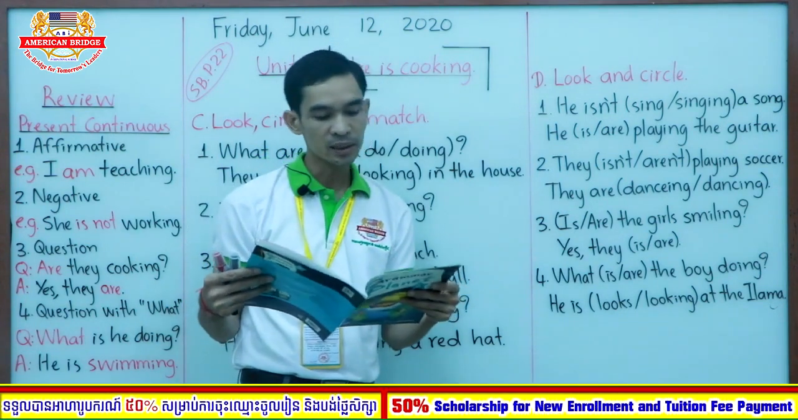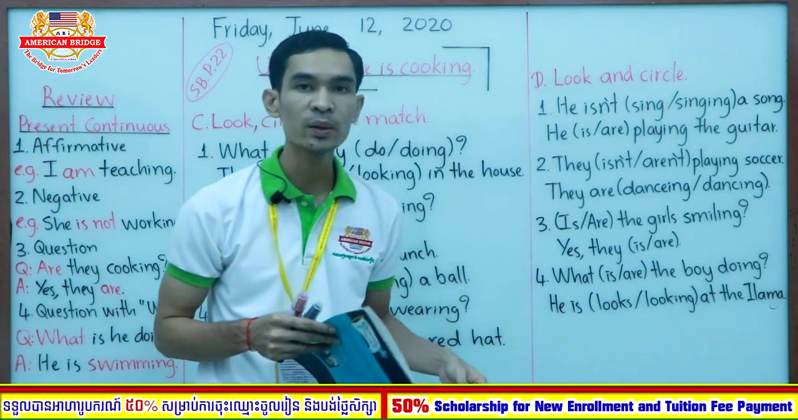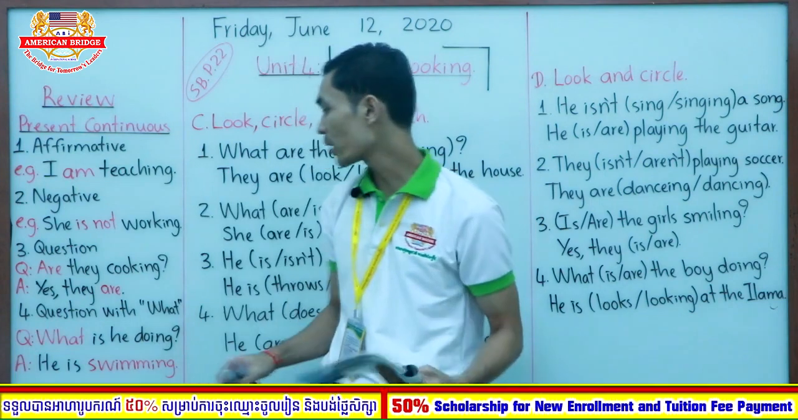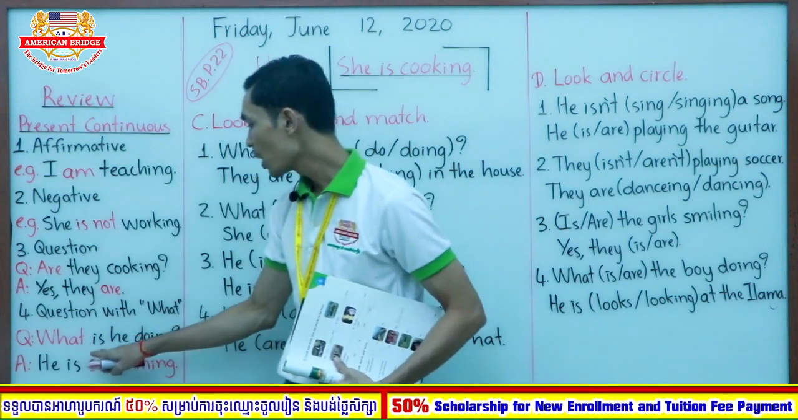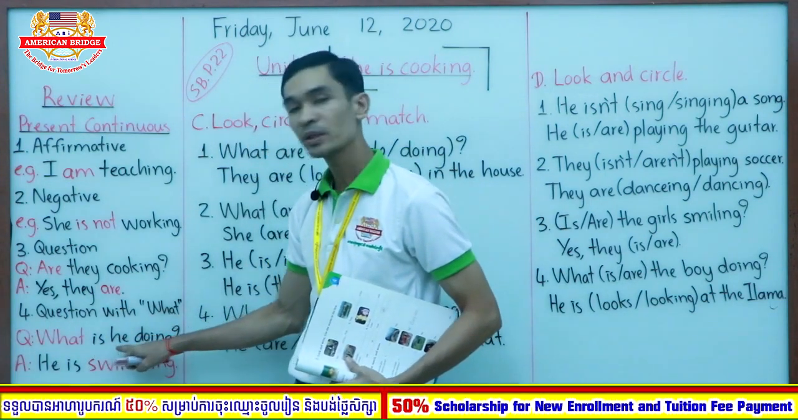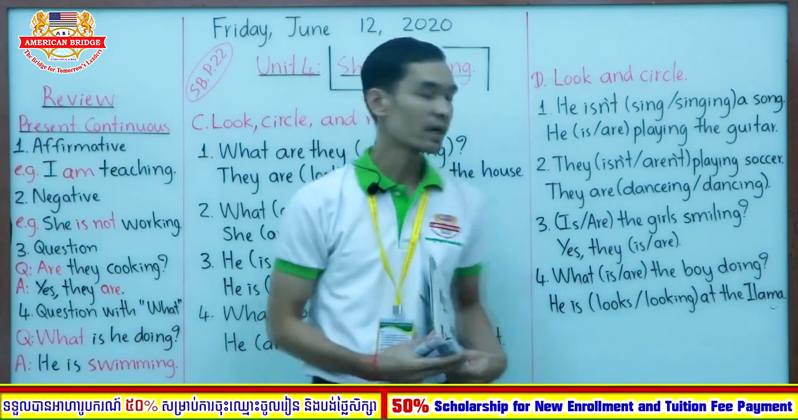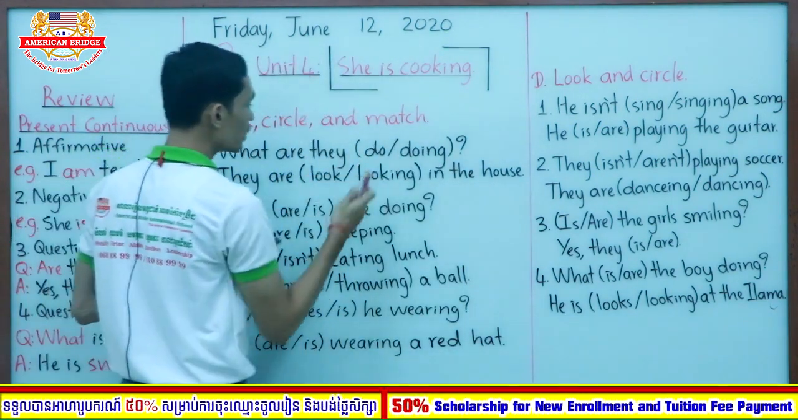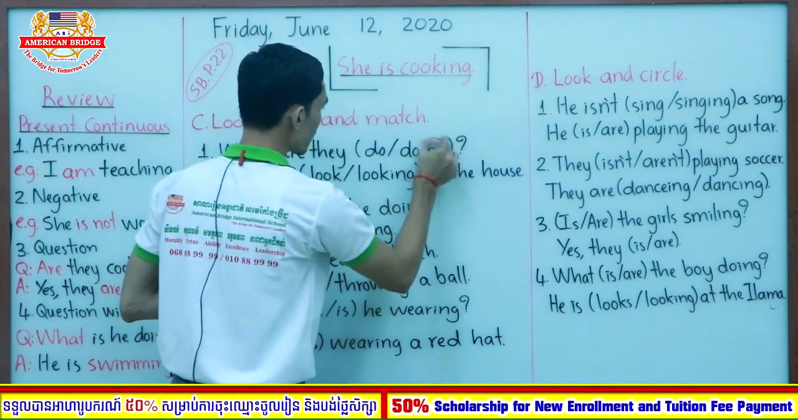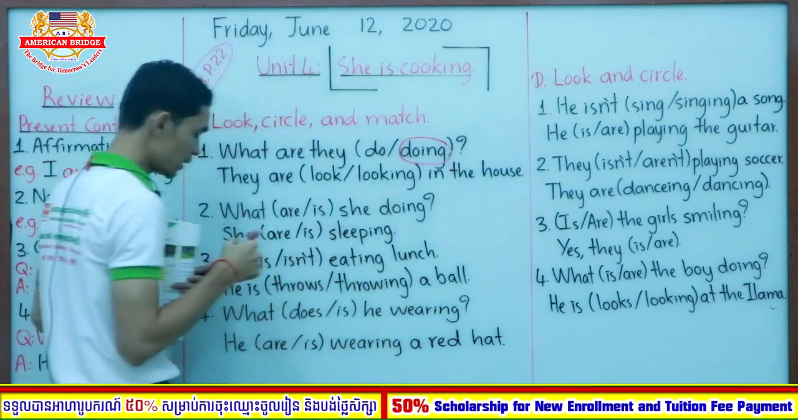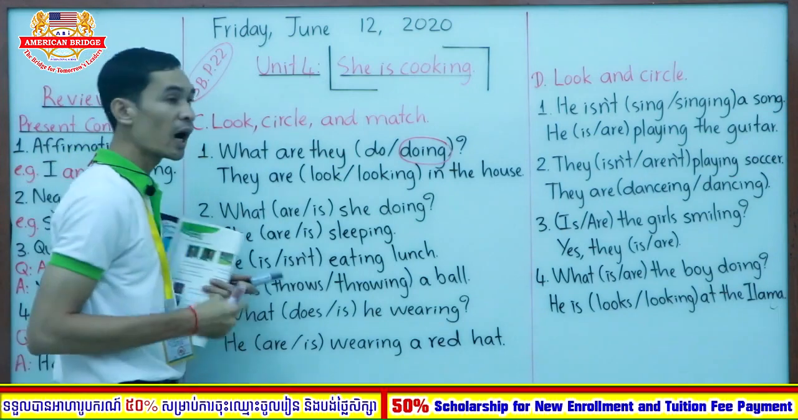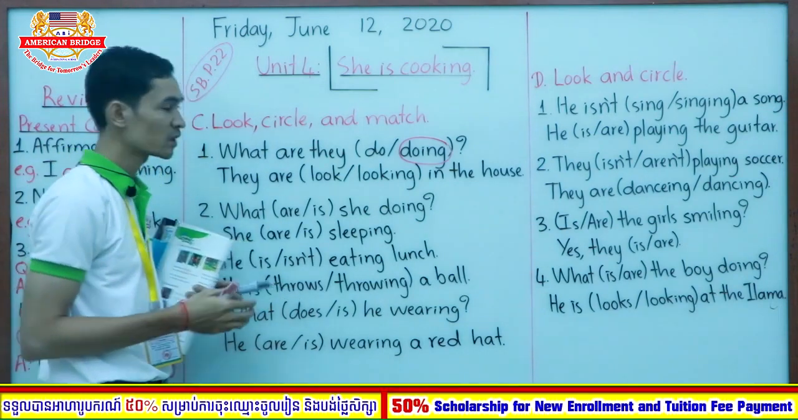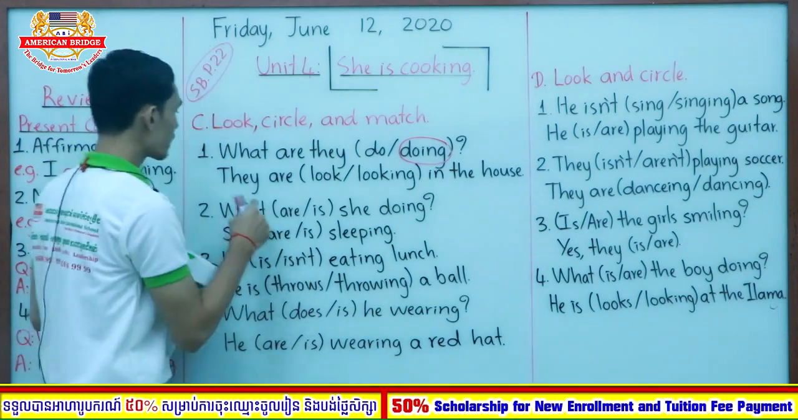Okay, you can see here, what are they doing? What are they doing, right? You see here the form. What plus be plus subject plus verb ing. So this one, you say, what are they doing? You cannot say what are they do, okay? You just say what are they doing? Get it?